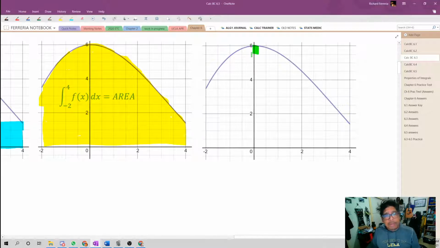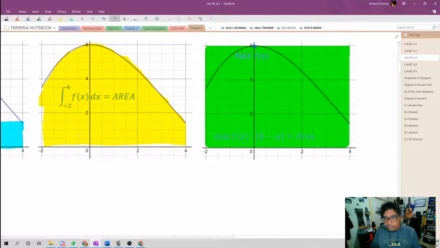So if I draw a rectangle where the height is the highest point in that function, and the width is 4 minus -2, I've basically created an area which is as big as possible. We would say that this circumscribes the function.